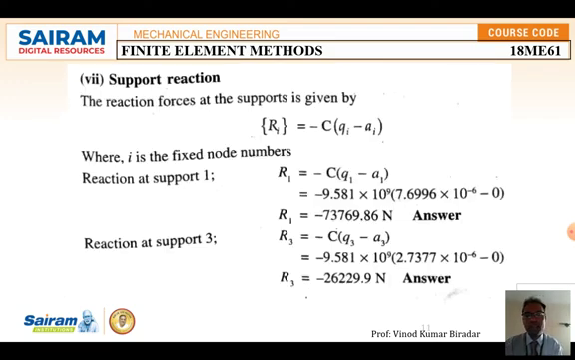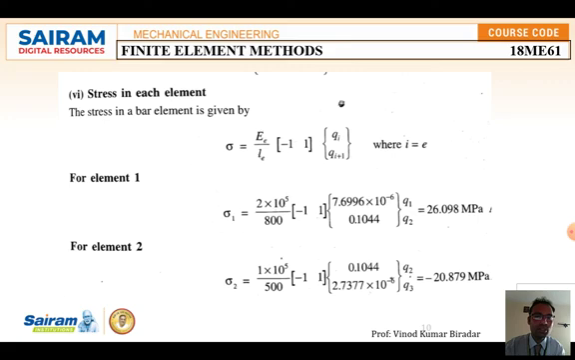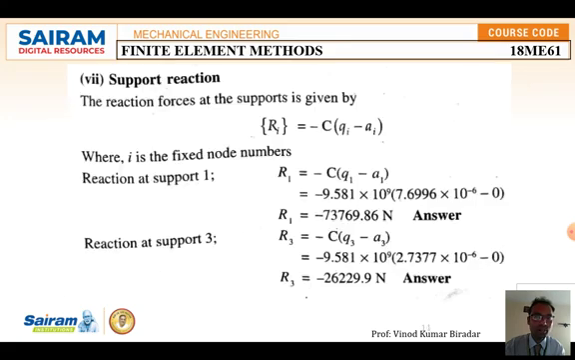Okay, support reaction. How to calculate the support reaction is very important here. In the elimination method, the reaction is calculated as R is equal to KQ minus F, but here the formula is Ri is equal to minus C Qi minus Ai. Here i is nothing but the degree of freedom number, that is the fixed node number. For support reaction 1, R1 is equal to minus C Q1 minus A1. The C value we already know, the Q1 value we already know, and A1 we already know, which is equal to the displacement value, that is 0.